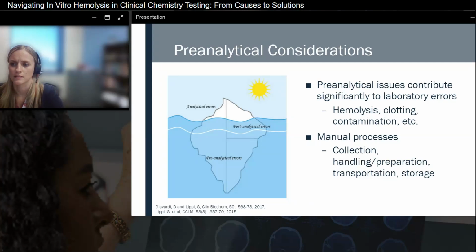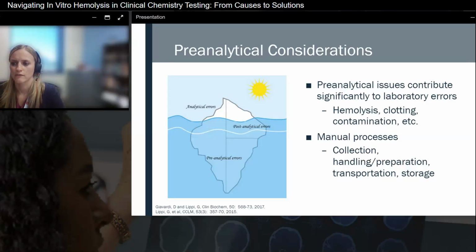Before jumping into hemolysis, I want to take a moment to briefly talk about the total testing process, which includes all the steps involved in the clinical laboratory testing process. That includes from specimen ordering all the way to specimen resulting. It is generally broken into three phases: pre-analytical, analytical, and post-analytical.